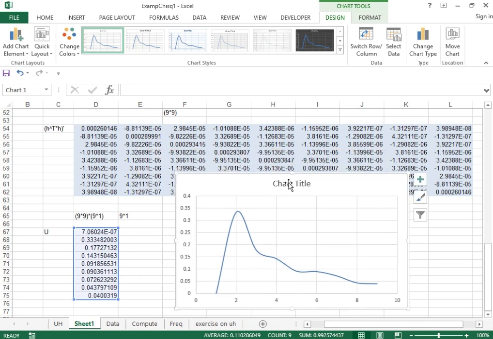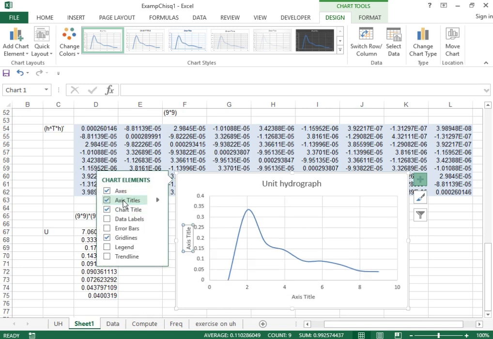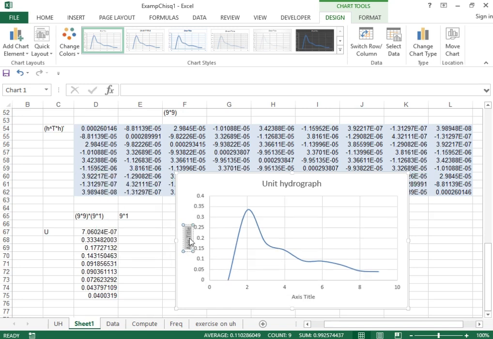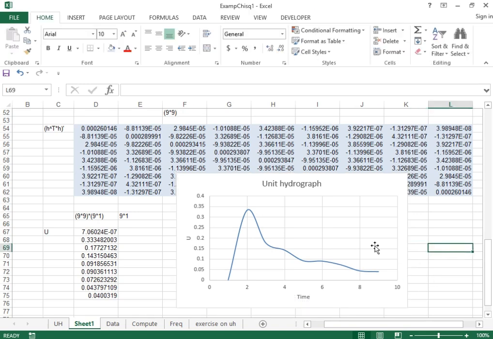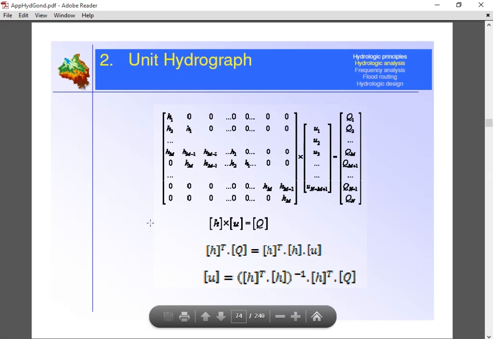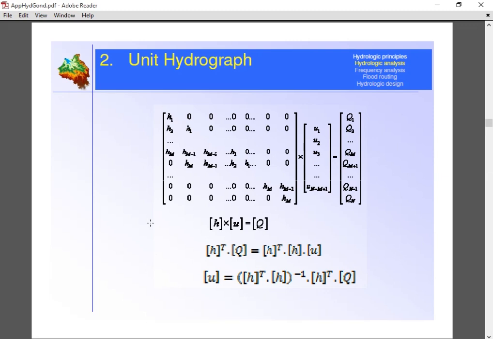So this is the unit hydrograph. You can insert these titles, this is U, or you can say U at time t, and this is the time here. All right, so we can get the unit hydrograph from an isolated storm using such methods.